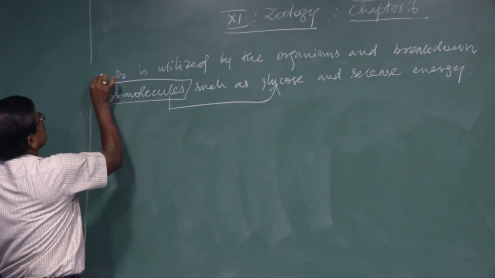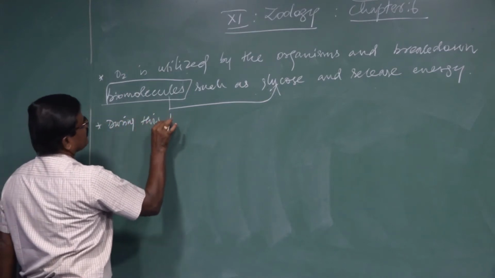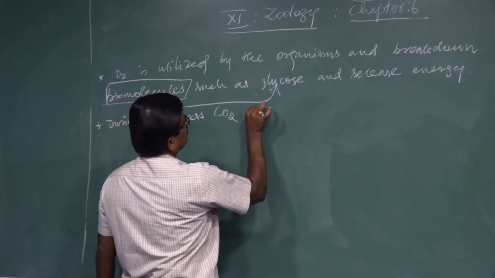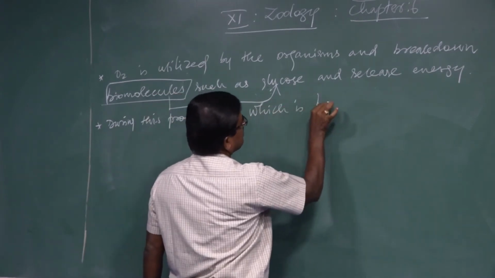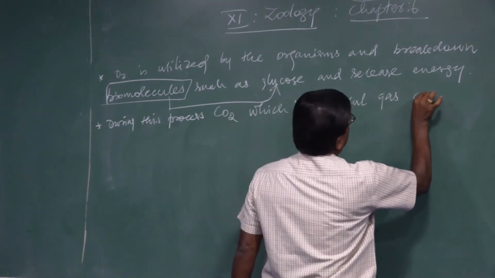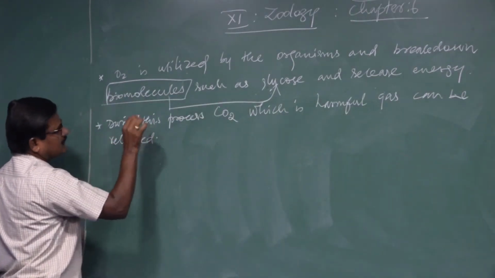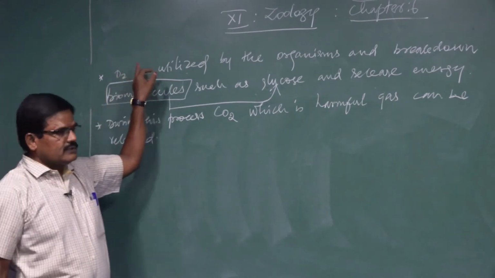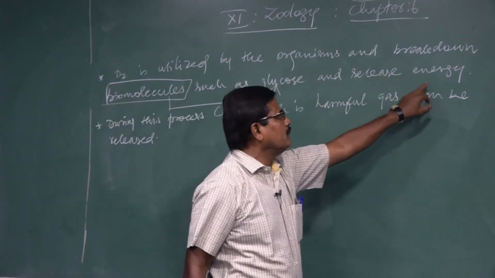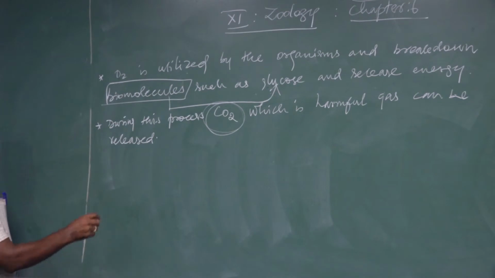During this process, carbon dioxide, which is a harmful gas, is released. So when oxygen is utilized on the organic nutrients, it not only releases the energy but also releases carbon dioxide, which is a harmful gas.